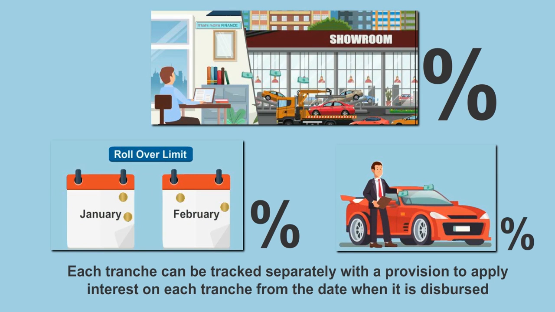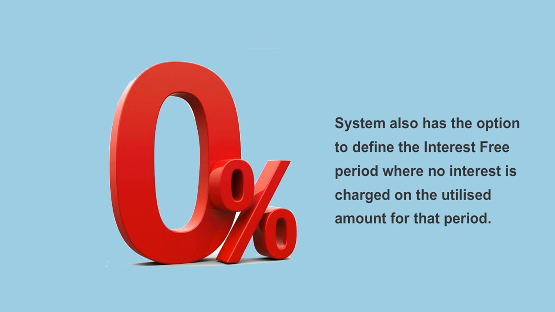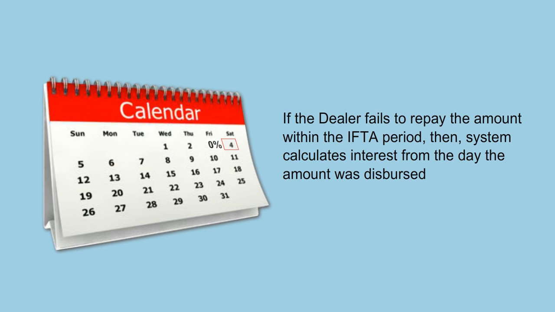Each tranche can be tracked separately with the provision to apply interest on each tranche from the date when it is disbursed. System also has the option to define the interest free period where no interest is charged on the utilized amount for that period. If the dealer fails to repay the amount within the IFTA period, then system calculates interest from the day the amount was disbursed.